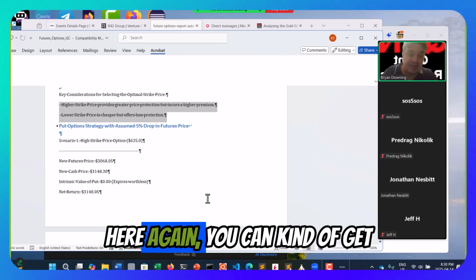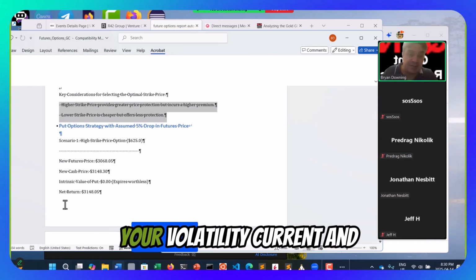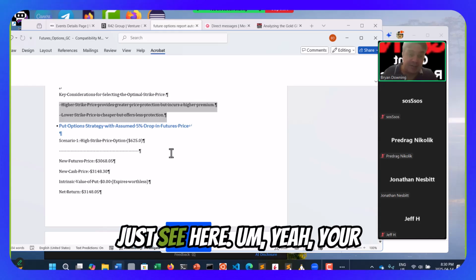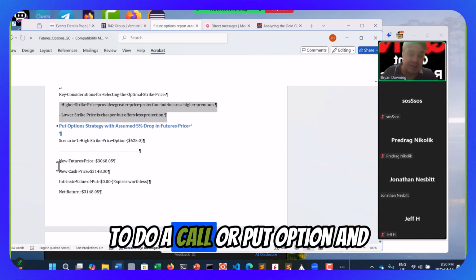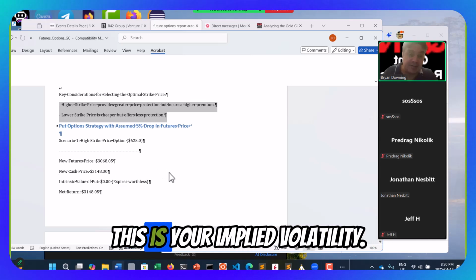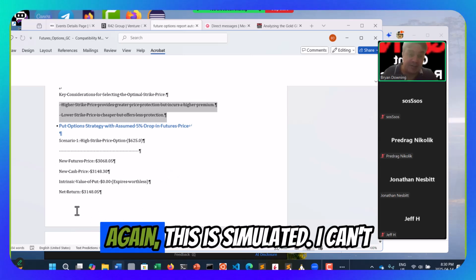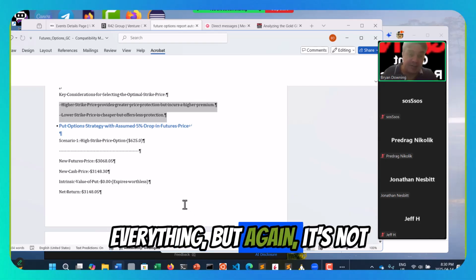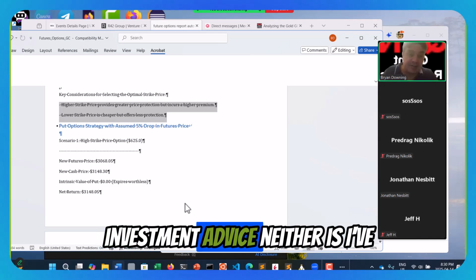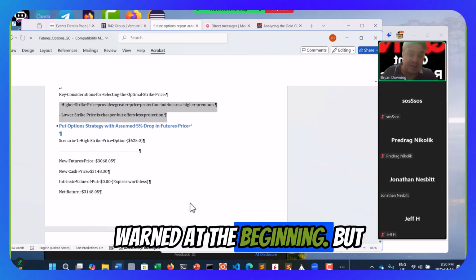Okay, so here again, you can get your current volatility, and then you can also get your implied volatility if you were to do a call or put option. Again, this is simulated. It could be wrong. I have to verify everything, but again, it's not investment advice either, as I forewarned at the beginning.